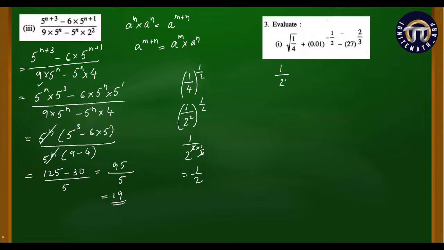I have written it over here. So plus here 0.01. 0.01 in the sense what it is? 1 by 100 to the power of minus half, minus 3 to the power of 3 to the power of 2 by 3, to the power of 2 by 3.